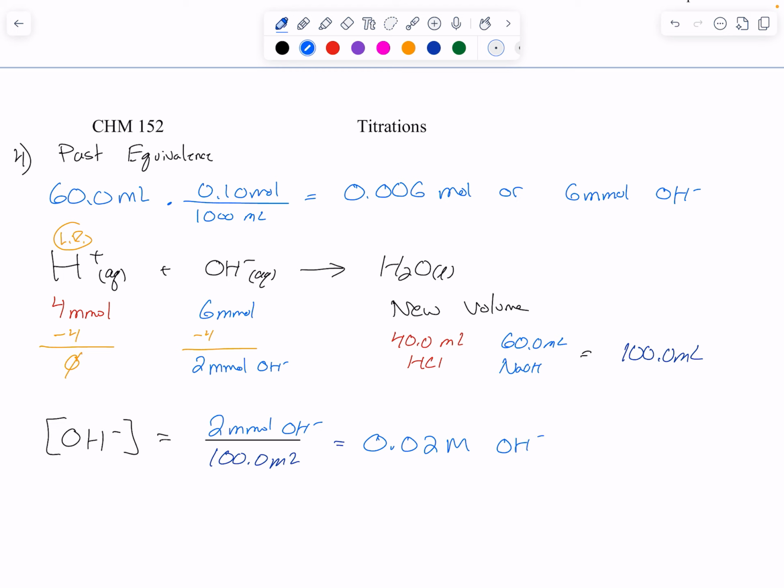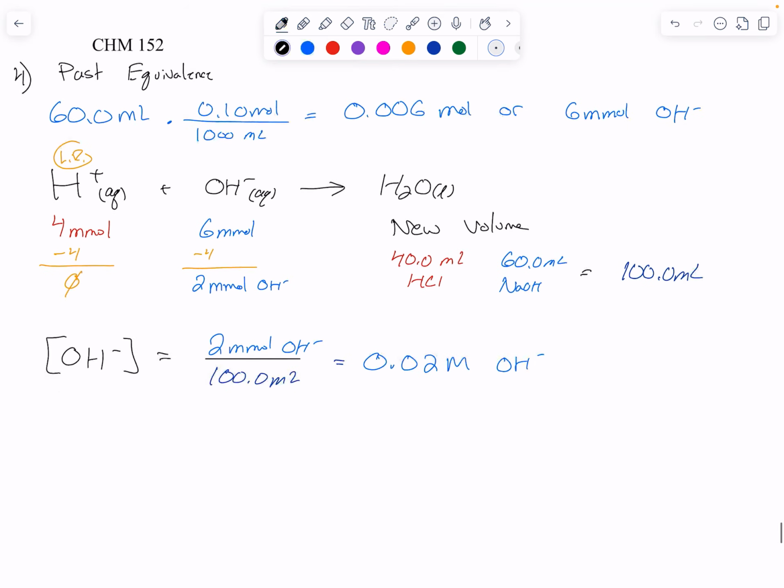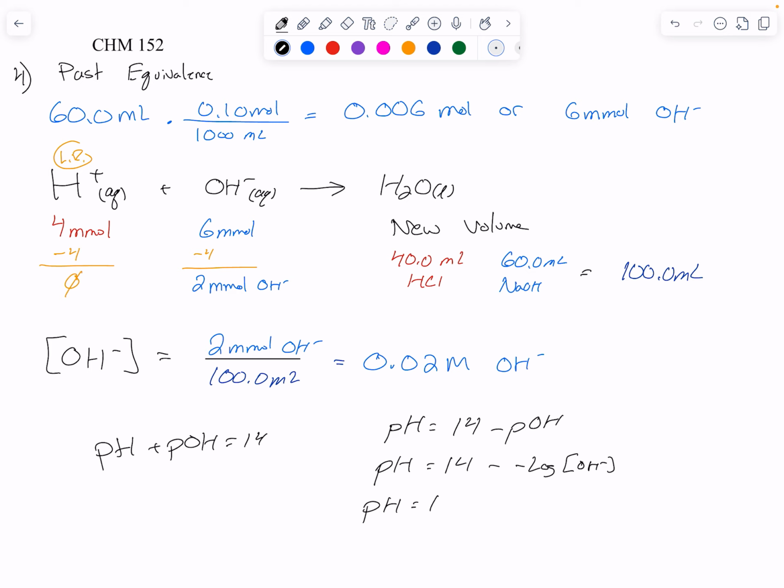Now, how are we going to get the pH? Because this is hydroxide, if we remember, pH plus pOH is 14. So the pH would be 14 minus the pOH, which is 14 minus the negative log of hydroxide. So the pH is 14 plus the log of 0.02. It means the pH would be, I got 12.3.